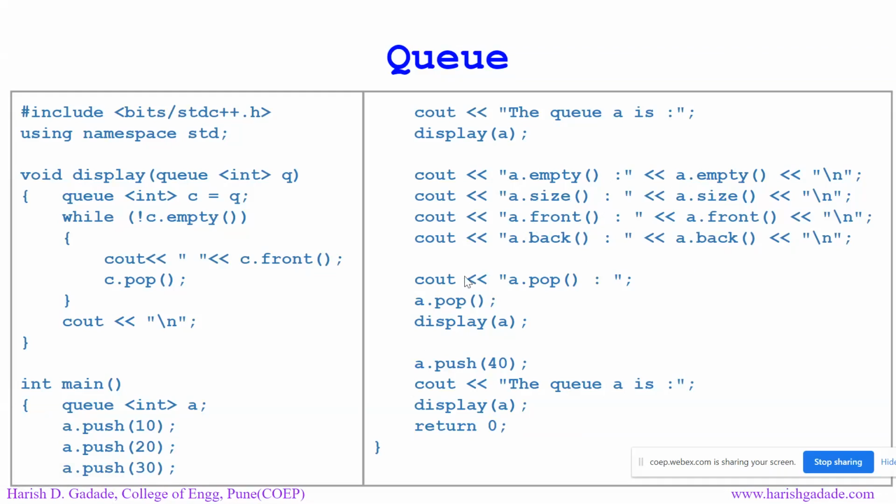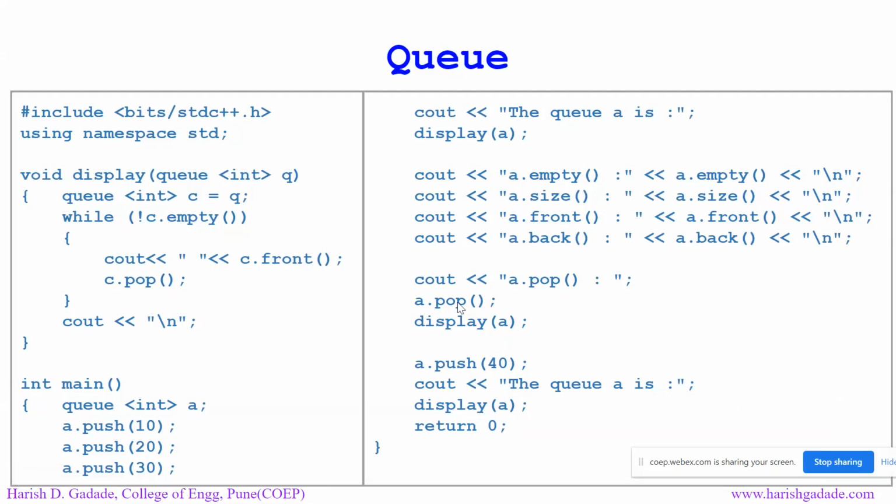Now here I am applying, suppose, the pop operation. After applying this pop operation, whatever is the front element would be popped. So front is 10, right? So that will be popped. After popping that 10, the display is 20 and 30. Only two elements would be there, 20 and 30. And again, suppose I am pushing the next element. I can insert at the rear end, so after 30 I can insert 40. So when I display this queue, it would be 20, 30 and 40.